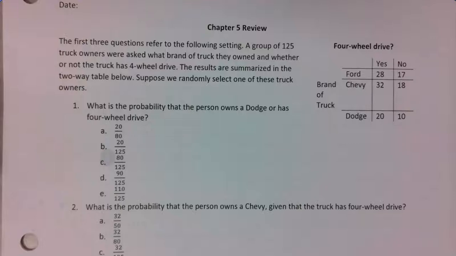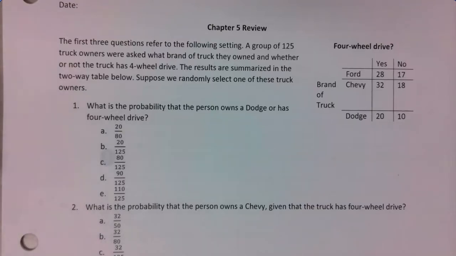So in this video, I'm going over the Chapter 5 review. It tells me that for the first 3 questions, we'll be referring to this two-way table. And it says a group of 125 truck owners were asked what brand of truck they own and whether or not the truck has 4-wheel drive. The results are summarized in the two-way table below. And then based on that, answer the following questions.